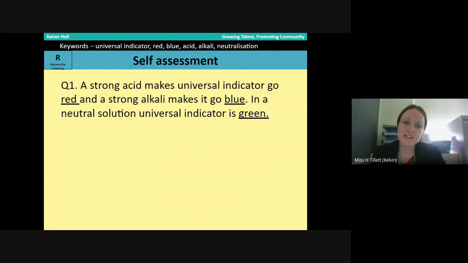So the first question was asking you to fill in the blanks in the sentences. The first word you were missing was red. The second word you were missing was blue. And the third word you were missing was green. So give yourself a tick for each of those keywords and or correct it if you need to.